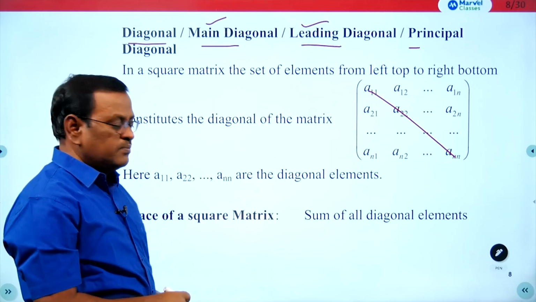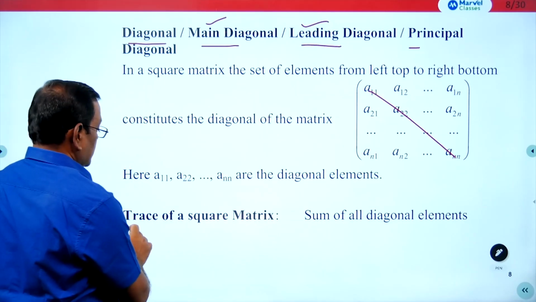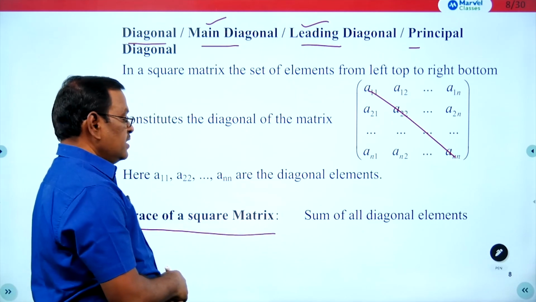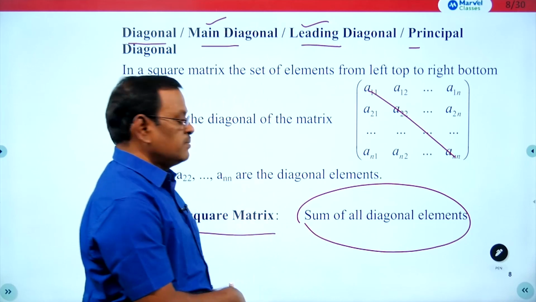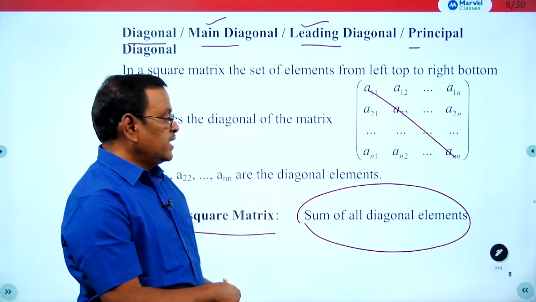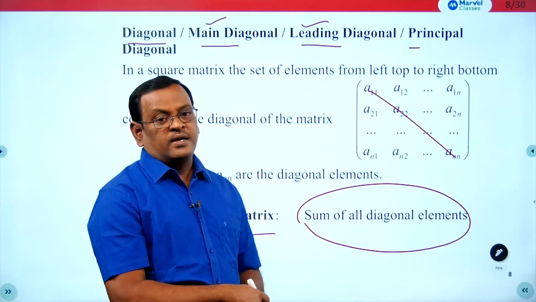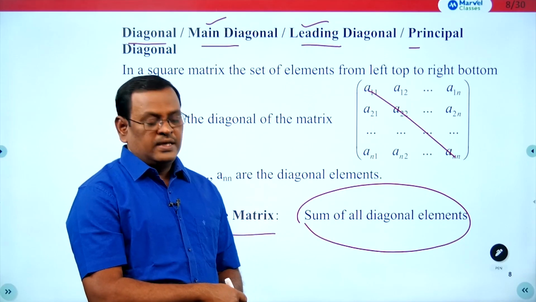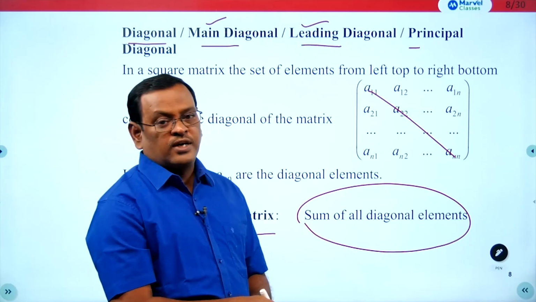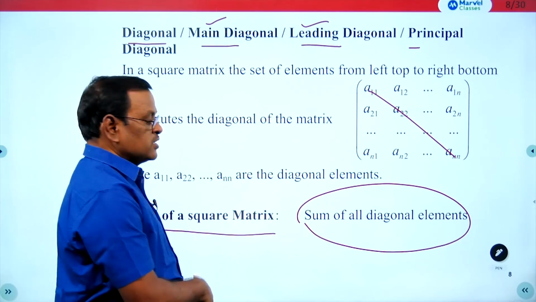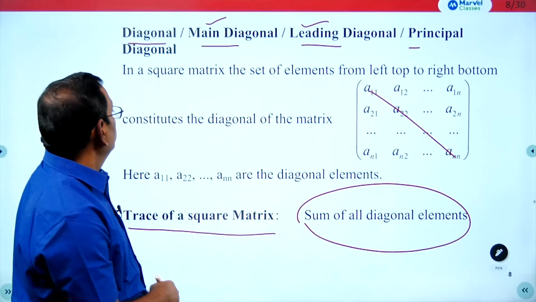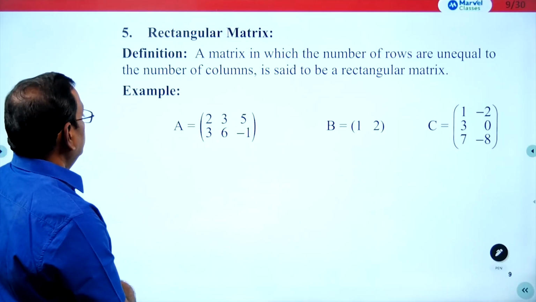And one additional important concept here, trace of a square matrix. Trace of a square matrix is nothing but the sum of all diagonal elements. But diagonal elements are possible only for a square matrix. Why? Any idea? Yes, a diagonal is possible only for square matrices, and hence a trace is possible only for a square matrix.